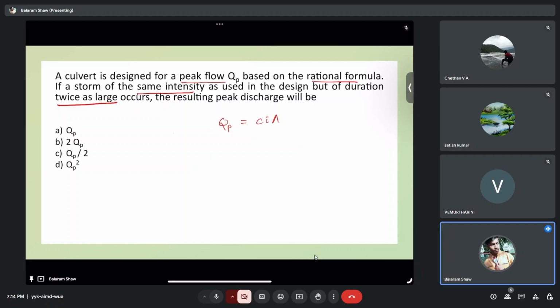The next question is, for a return period of, okay, so for this we need to discuss flood frequency first. Okay, now we'll move to the flood frequency analysis.